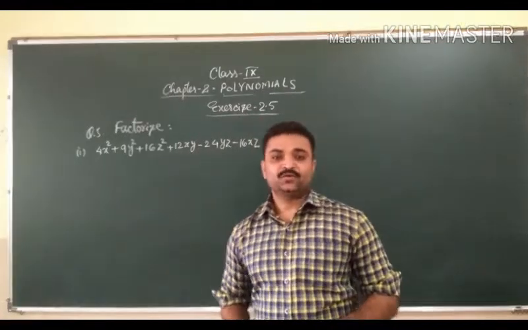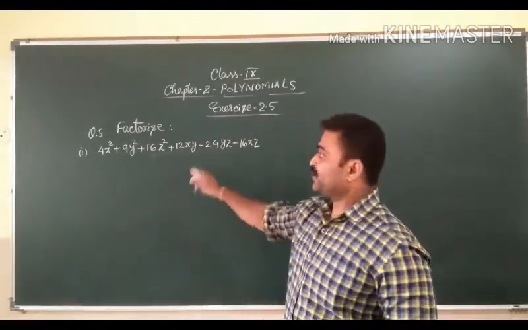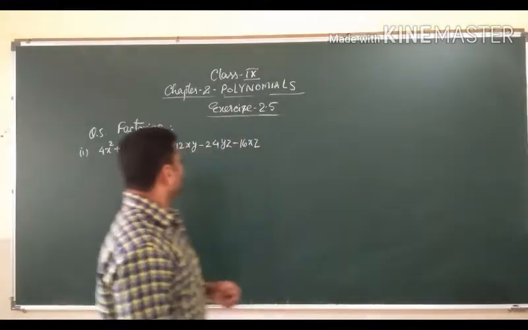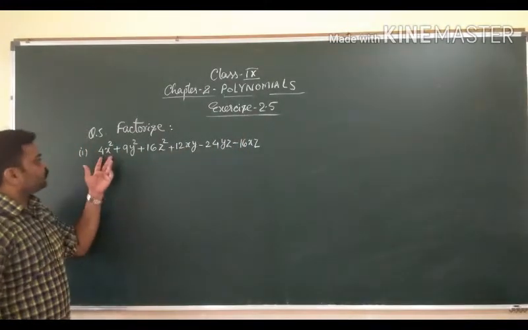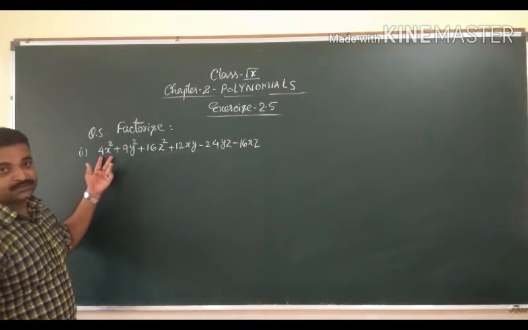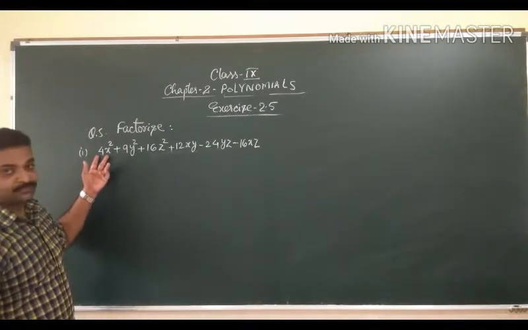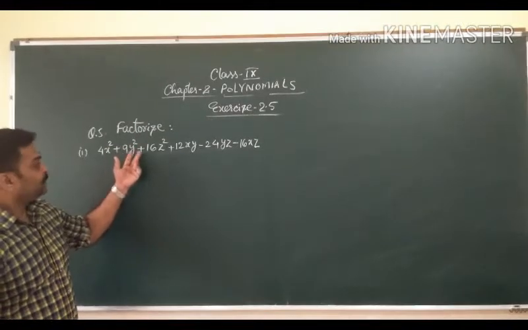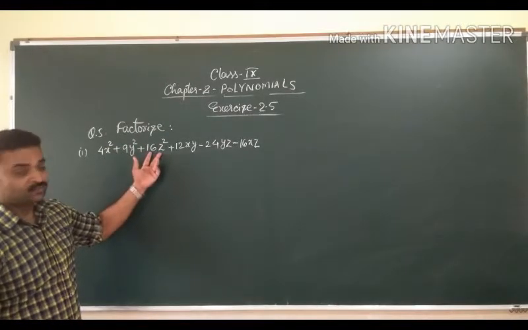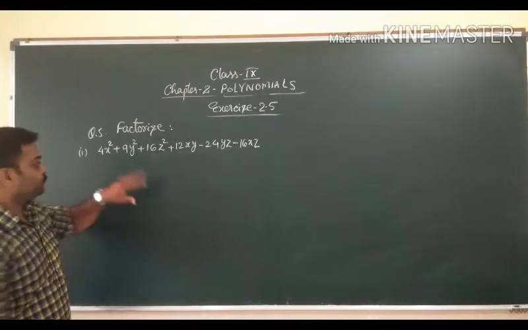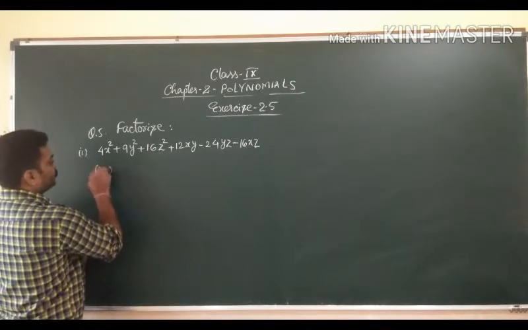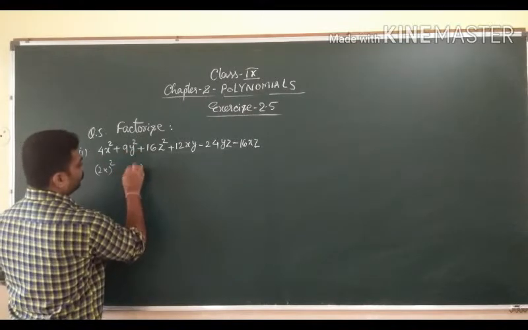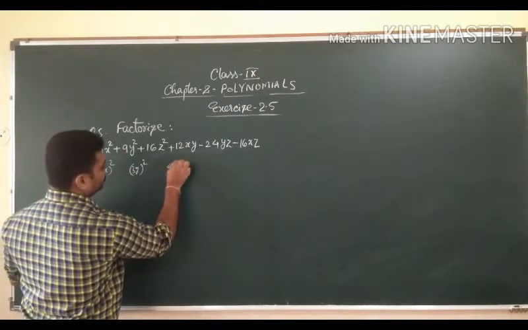Students, in question number 5, we have to factorize the given polynomial. Okay. Students, you can see here 4x square is the square of 2x, 9y square is the square of 3y, and 16z square is the square of 4z. We can write (2x) whole square plus (3y) whole square plus (4z) whole square.